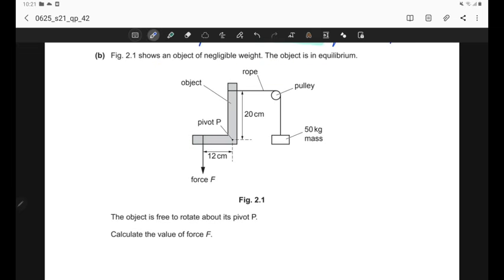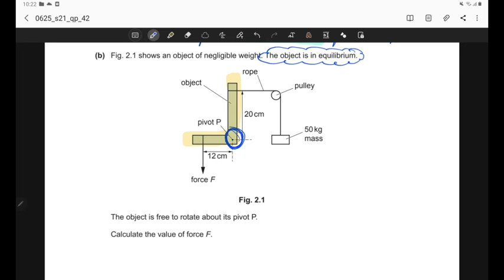Part B. Figure 2.1 shows an object of negligible weight. The object is in equilibrium. The object is free to rotate about its pivot P. Calculate the value of force F. So the object is shown in the figure, which is free to rotate about the pivot P, and it's mentioned that the object is in equilibrium.